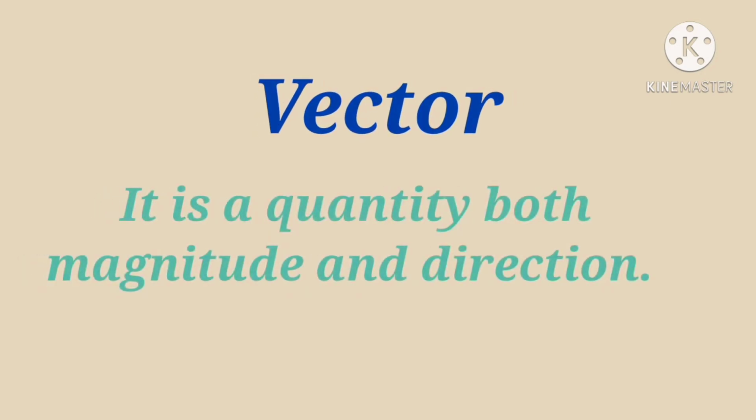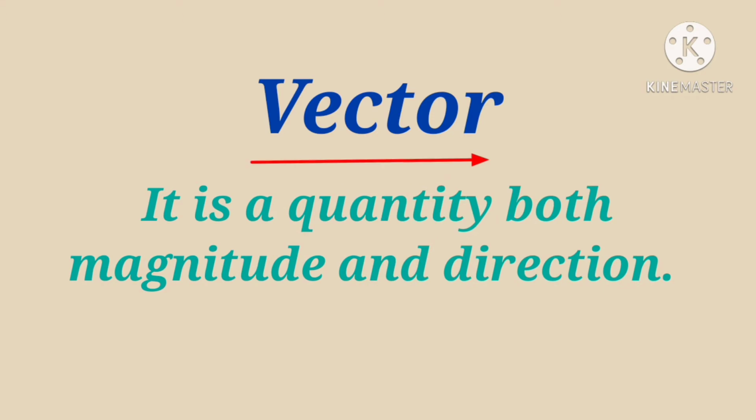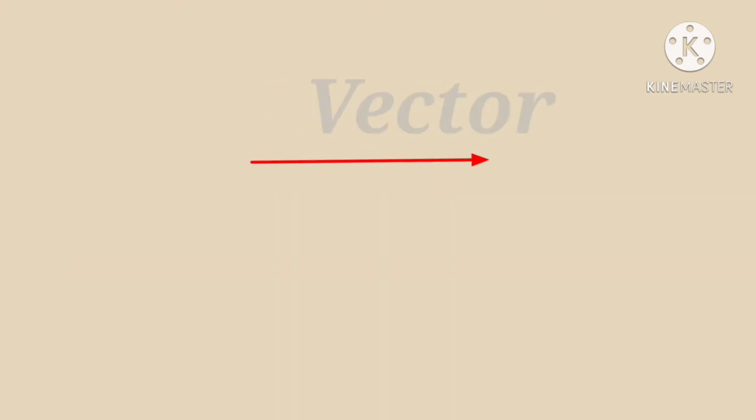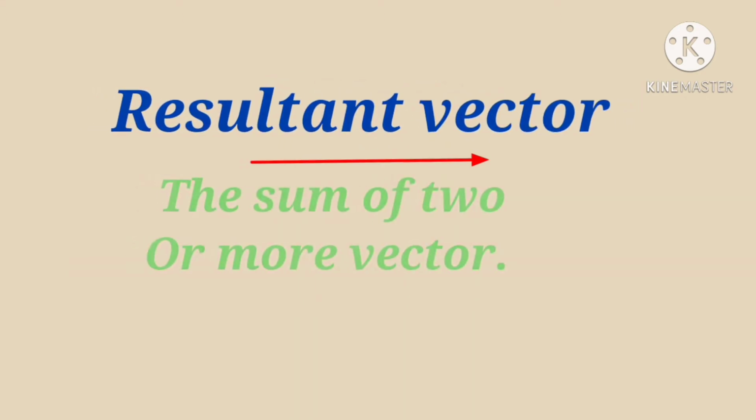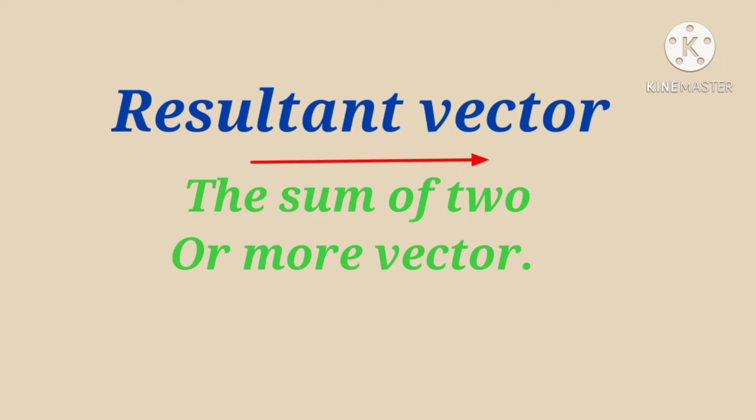So now, for our first performance task, I will show you some examples of the graphical method and the vector component method. Before we start our example, let's first define what a vector is. A vector is a quantity with both magnitude and direction. And second, what is the resultant vector? In its simplest form, it's the sum of two or more vectors. Now, let's proceed to our example.